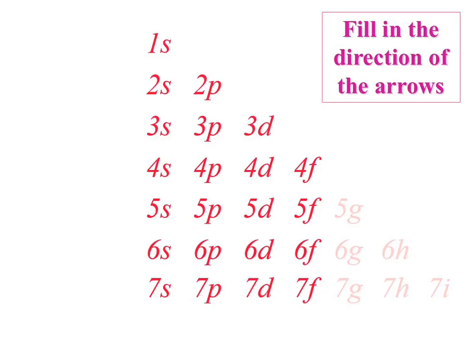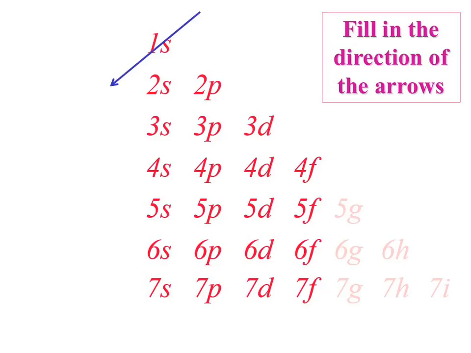So where are the arrows, if it's an arrow diagram? Well, here are the arrows. They're kind of diagonal, okay? And you're going to see that each diagonal, when subshells go where the arrow goes, all have the same n plus L value. So here we go.